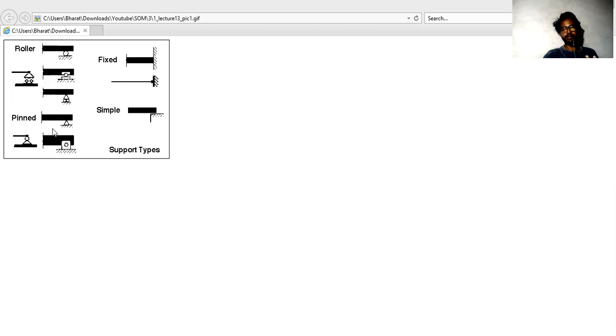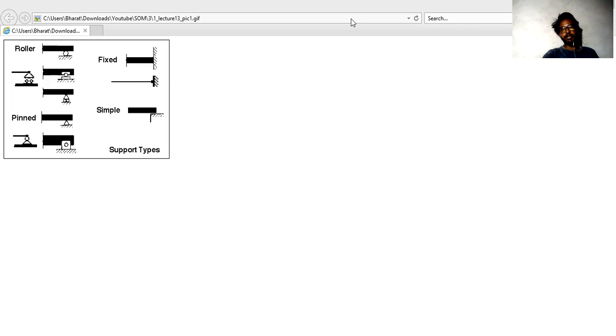Now we move to the fixed support. In fixed support, we have seen these two notations; they might use either one. If you see this kind of support in the diagram, you have to apply three reactions: first the vertical force, second the horizontal force, and third the moment with respect to that support. And this is the simple support, which gives one vertical reaction. So you have seen these kinds of support.